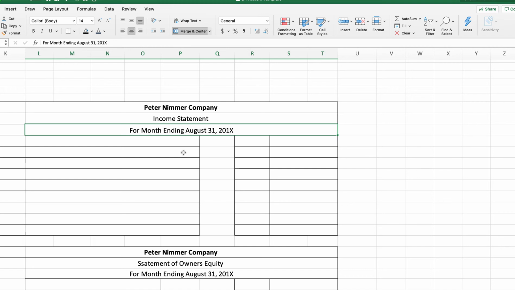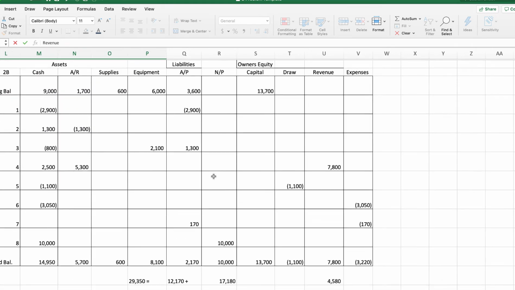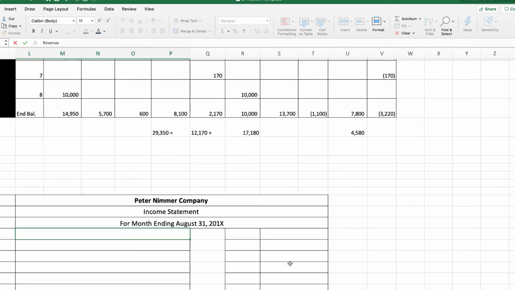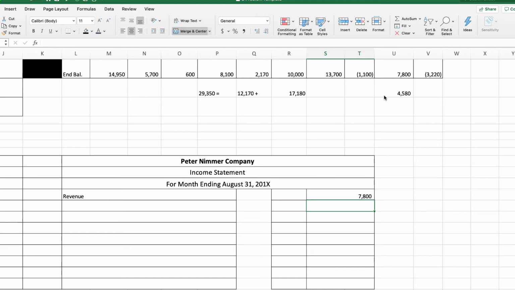So the first thing we're going to do is type in our revenue. Well, what's my revenue? Guess what? I already figured it out. I can come to my list of transactions here, and my revenue account is 7,800. So I'm going to say equals, and go to this cell reference just to link them up, so there's no error or anything like that.